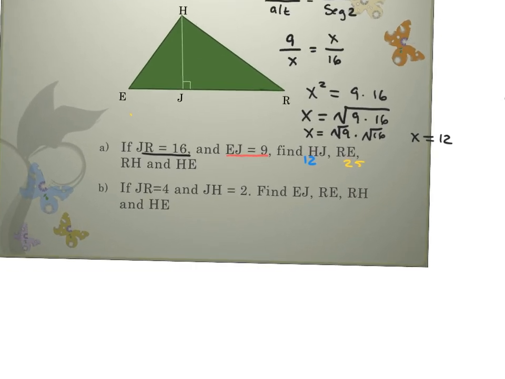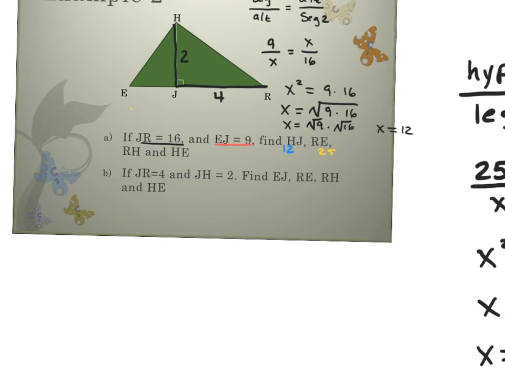Geo, hook me up. All right, so let's label first. How about that? I'll label for you. And then JR is 4. And JH is, ooh, interesting. JH is 2. Find EJ, RE, RH, and HE.